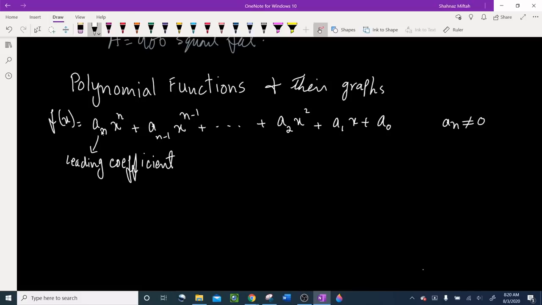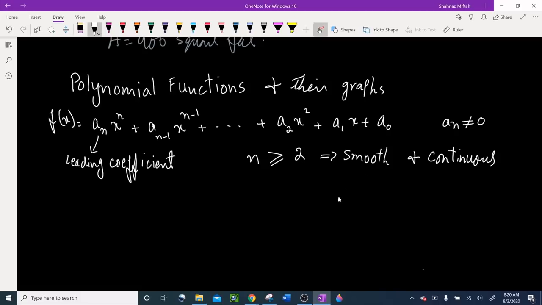Now polynomial function, if the degree is 2 or higher, it means when the n, this is a degree, is higher or equal to 2, then the graph is supposed to be smooth and continuous. Now what does smooth mean? By smooth we mean that graph contains only rounded curves with no sharp corners.